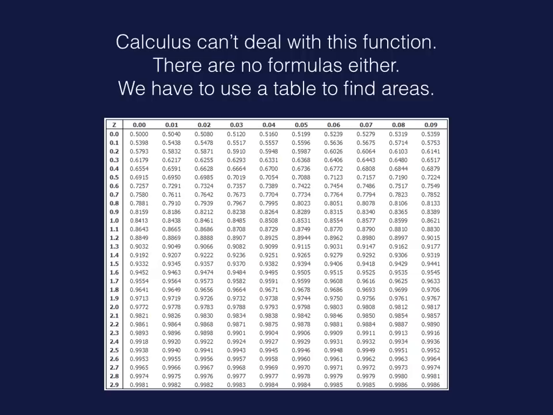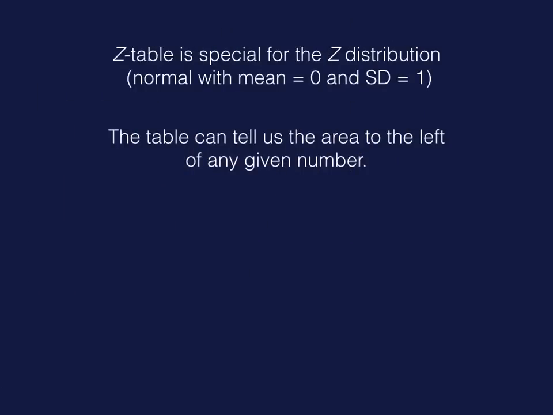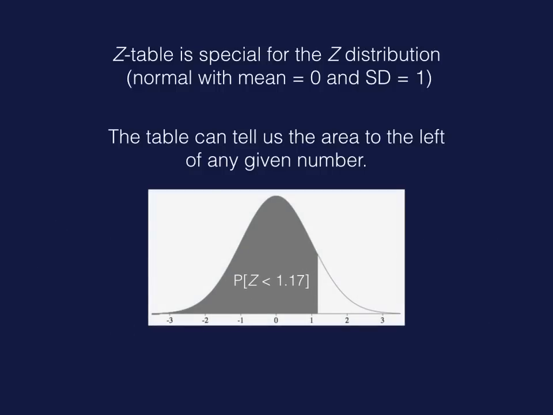So this table is called the Z table. And the Z is a special normal distribution. It has a mean of 0 and a standard deviation of 1. So also the variance equals 1 then. And the table tells us areas to the left of any given number. So let's say we're talking about the normal distribution of mean 0 and SD 1, and I want, for some reason, to find the area to the left of 1.17.